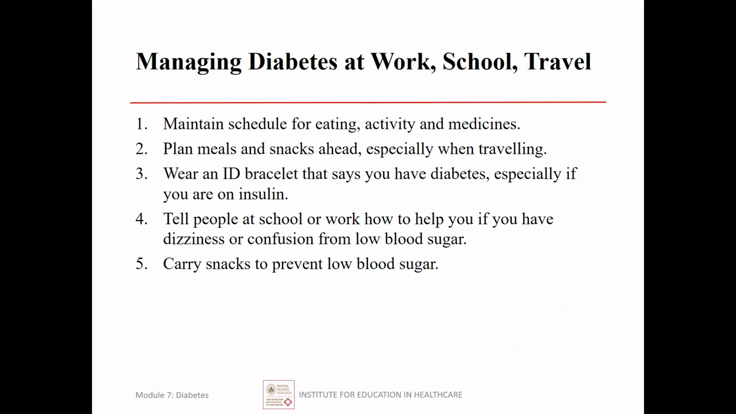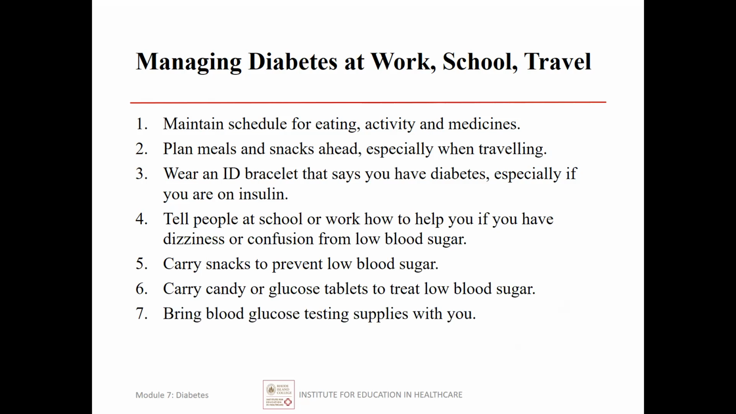They should carry snacks to prevent low blood sugar. So if they start feeling like they're low blood sugar, there should be a snack in their handbag that they can immediately take if they need it. They should carry candy or glucose tablets to treat low blood sugar quickly. They should bring blood glucose testing supplies with them, so even just to work or to school, but certainly if they're traveling, because if all of a sudden they feel like they're very low blood sugar, they want to be able to test right away.